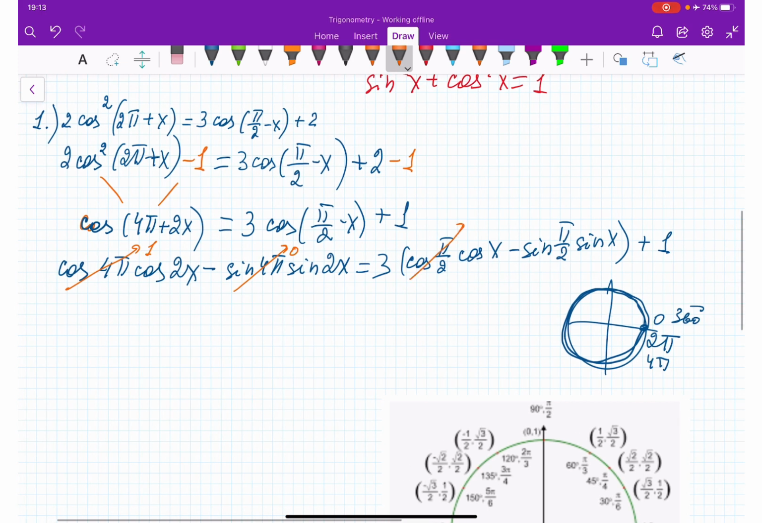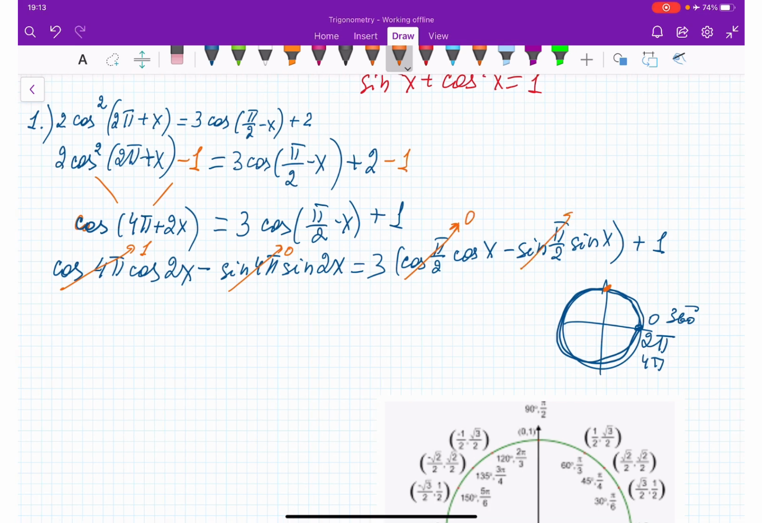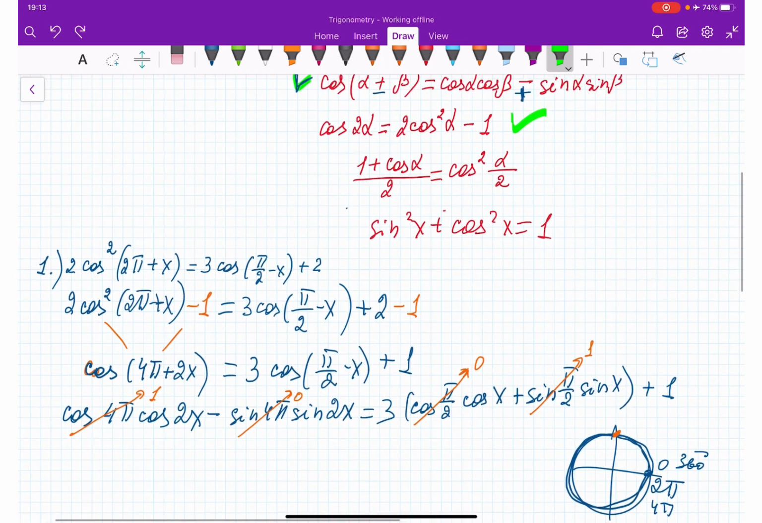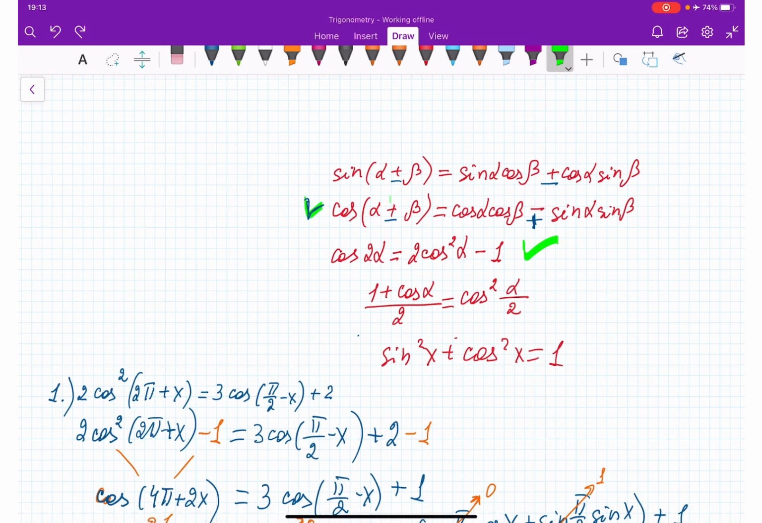Next, cosine ½π is 0. Sine ½π is 1. Oops, sorry, here there has to be plus. Cosine is working opposite. If it has ½π minus x, then here you are getting plus. Right here, see, if it's plus, here is minus, so don't forget that.